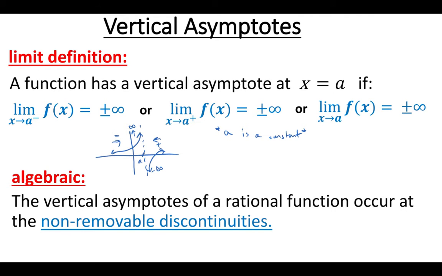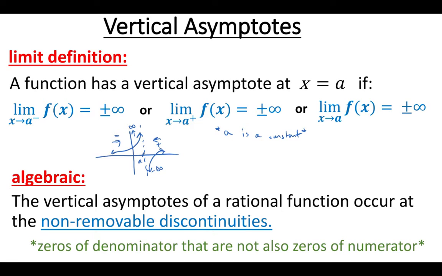The algebraic definition is what we just used in that warm-up question. And we can say that vertical asymptotes of a rational function, because that's generally where we see vertical asymptotes, occur at the non-removable discontinuities. In other words, zeros of the denominator that are not also zeros of the numerator.